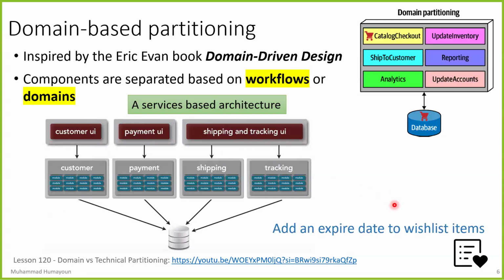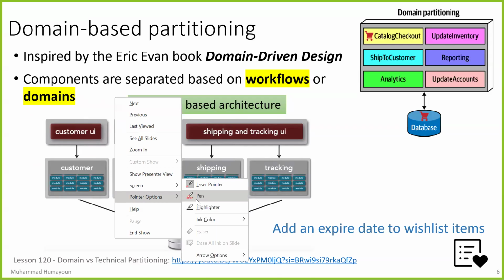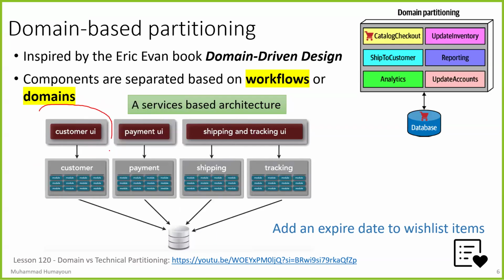So what happens if we do the same? You have a new requirement from your architect: add an expiry date to wish list items. So what do you need to do now? Well, wish list items are concerned with the customer workflow. So your changes are only probably in this area, and the rest of the application will be unaffected.